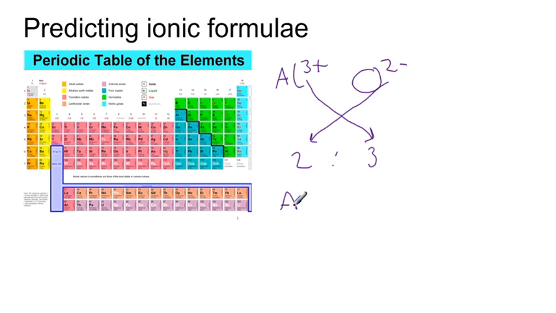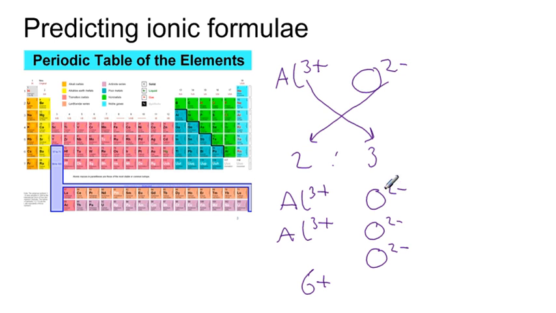What this means is in aluminium oxide, if we have 2 aluminium ions, we must have 3 oxide ions. As you can see over this side, we have a total positive charge of 6 positives. The oxides give us 6 negatives. These charges cancel each other out. So that means that the formula for aluminium oxide must be Al2O3.